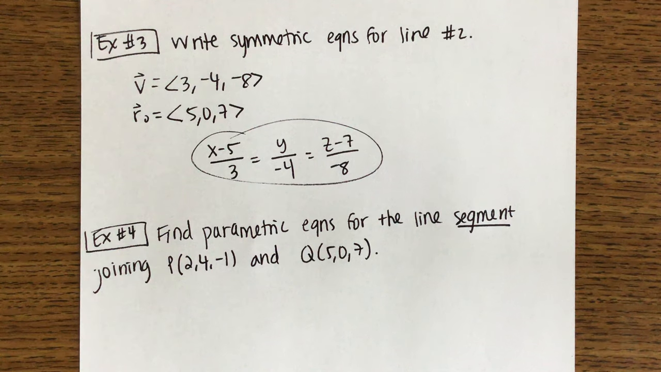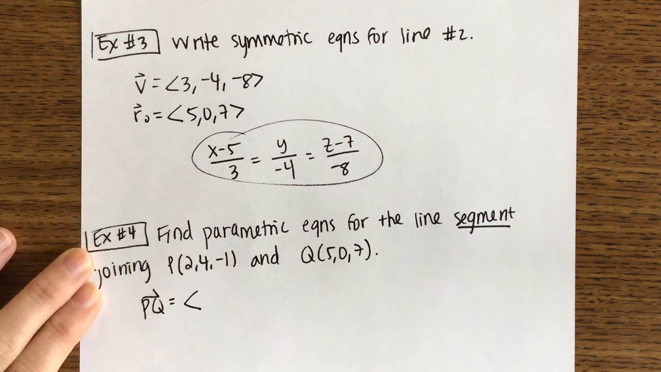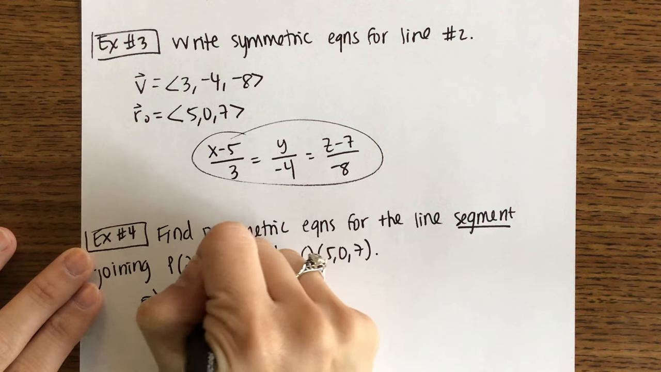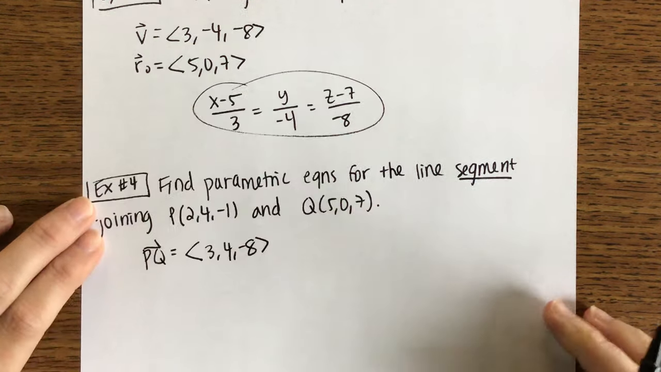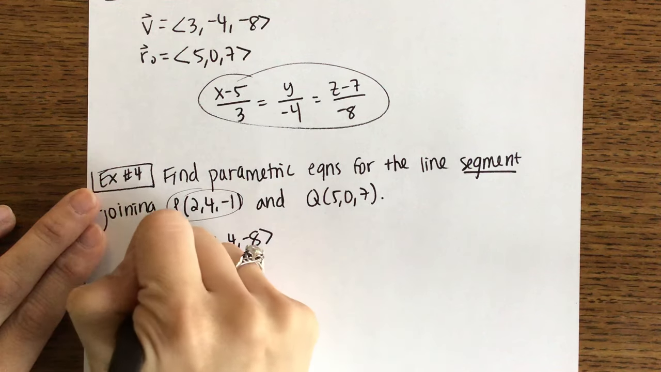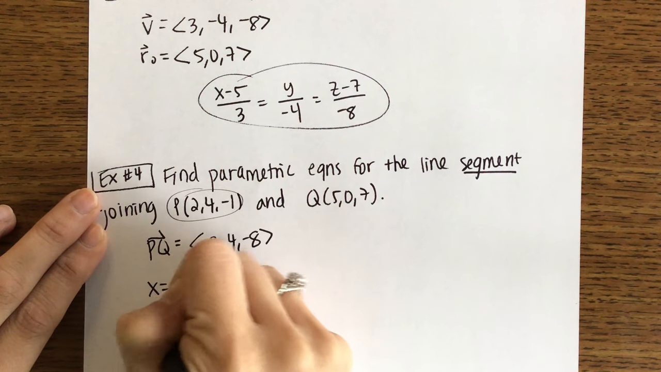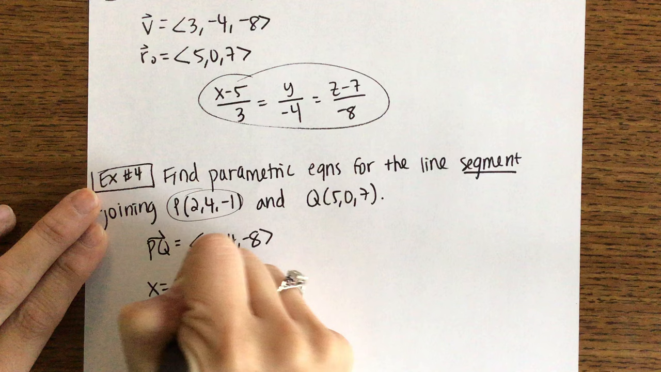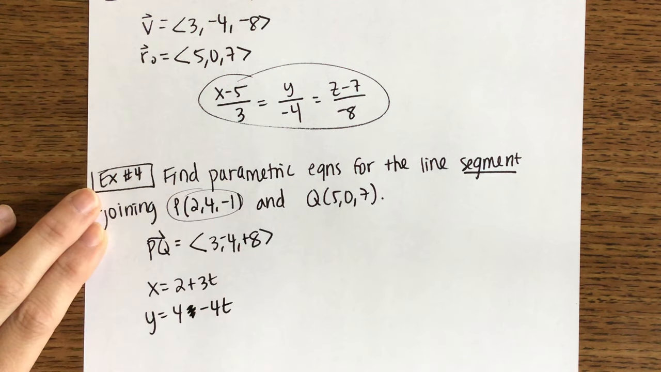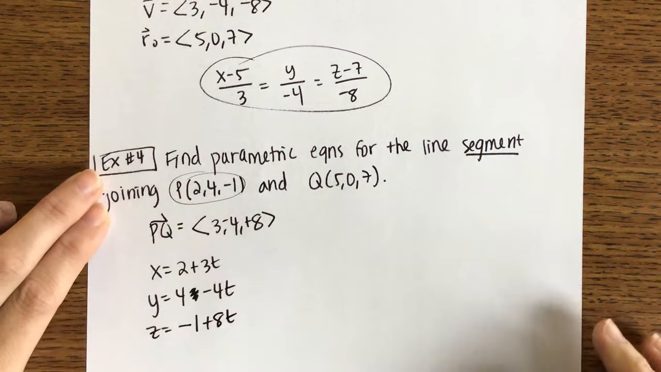How do we need to start? Come on, guys. Find PQ. Okay, did you guys notice these are the exact same two points from before? So same exact vector. I don't feel like we need to keep calculating vectors over and over again. Okay, I'm going to use this point instead this time. So we get x equals 2 plus 3t, y equals 4 plus 4t. Isn't it negative? Oh, yes, thank you. y equals 4 minus 4t. And then positive 8, I think. Okay, and then z equals negative 1 plus 8t.